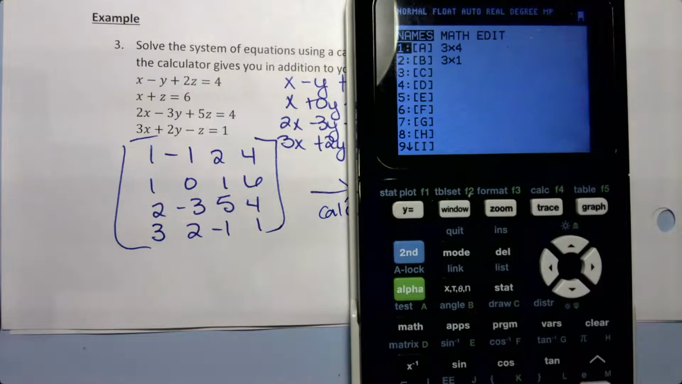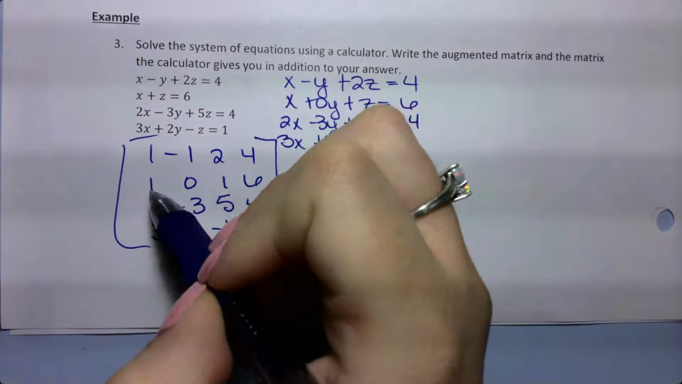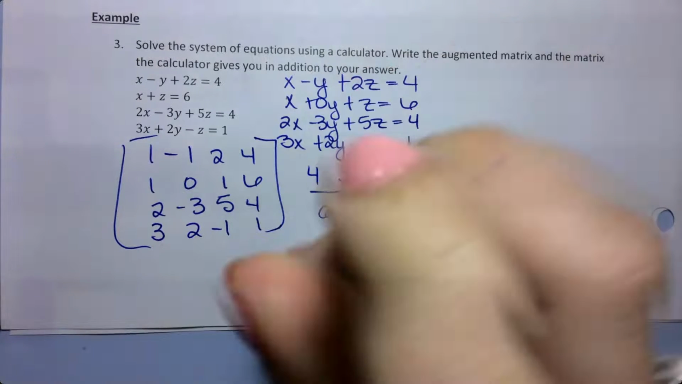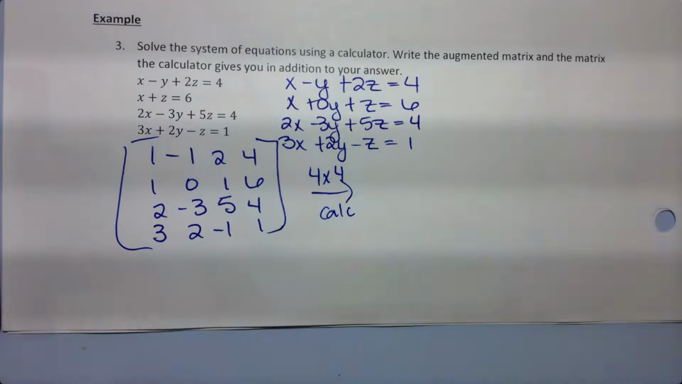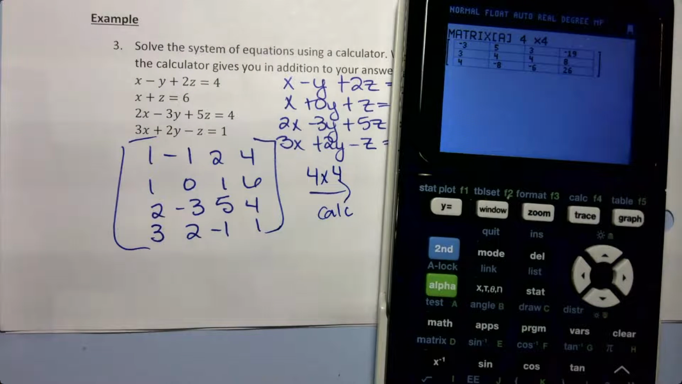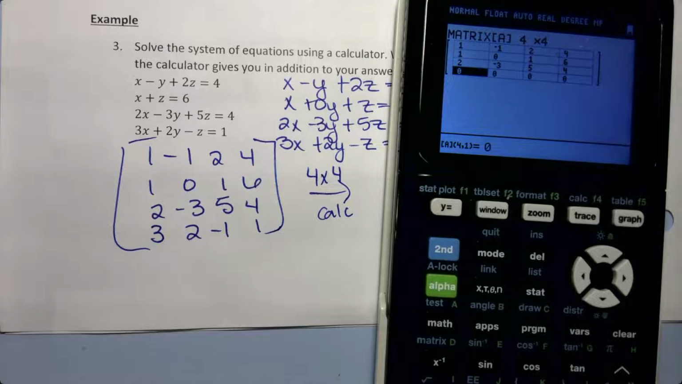So I go second matrix, I arrow over to edit. Oh, I forgot to say my size. I have 1, 2, 3, 4 rows, 1, 2, 3, 4 columns. So I'm going to do a 4 by 4. Then I'm going to go ahead and type this in. So I have 1, negative 1, 2, 4. 1, 0, 1, 6. 2, negative 3, 5, 4. 3, 2, negative 1, 1.